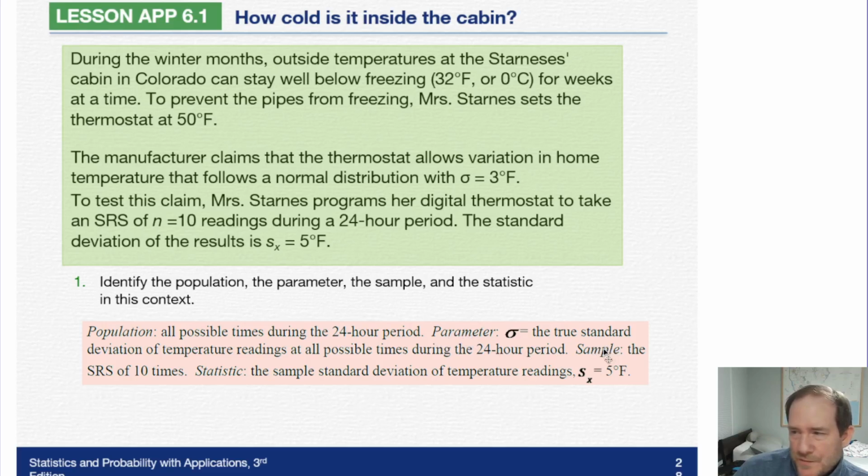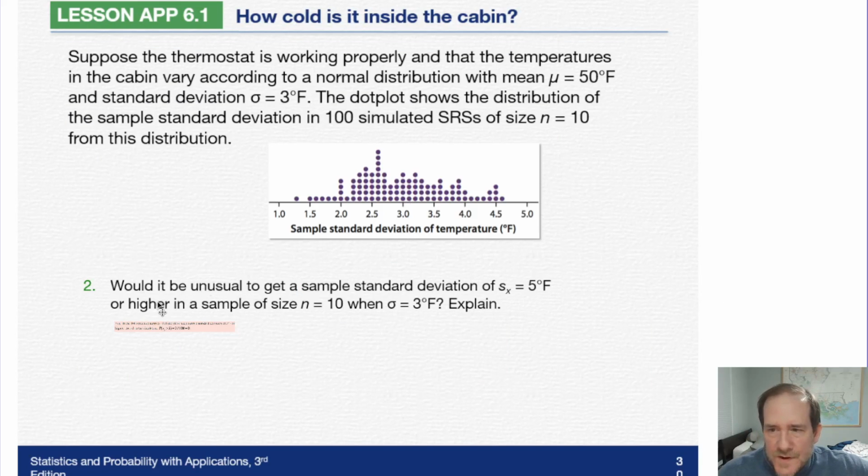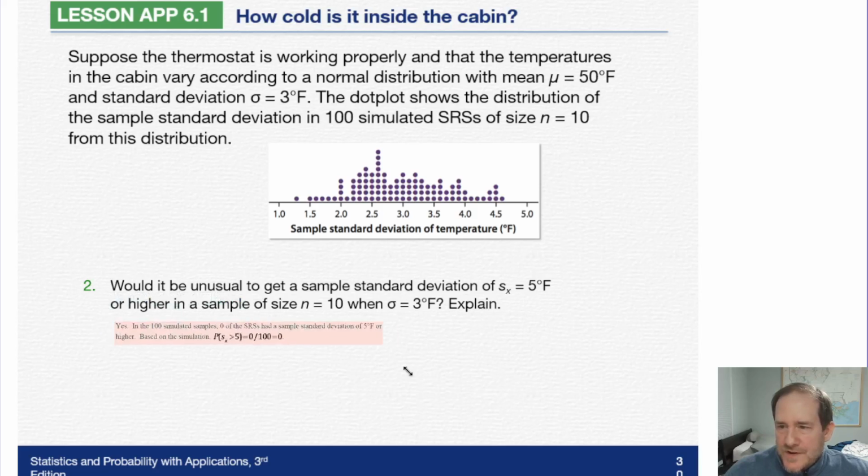Now, what's the sample? The sample is the simple random sample of 10 times taken during the 24-hour period. And the statistic would be the sample standard deviation of temperature readings, which is, in this case, the 5. So moving on to actually testing the claim, number 2 says, would it be unusual to get a sample standard deviation of 5 or higher in a sample of size 10 when the population standard deviation was only 3? And it says explain. So I'll show you this.